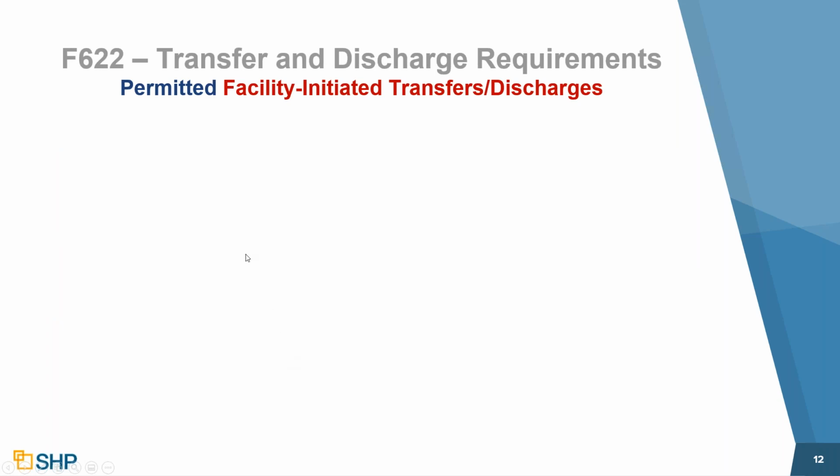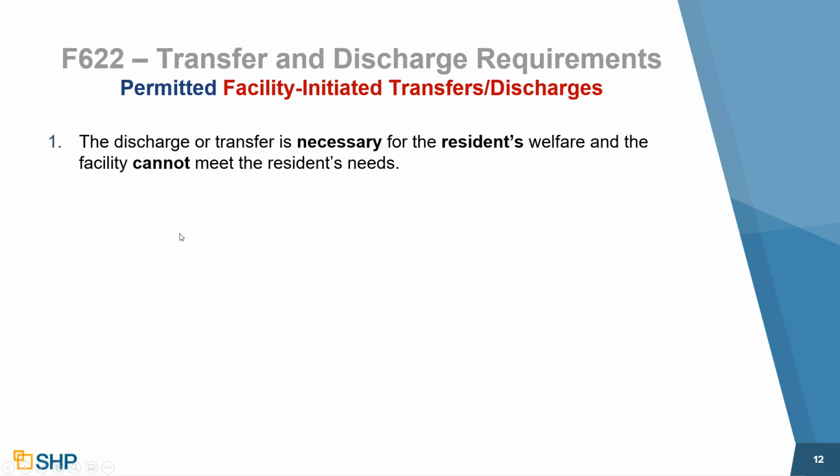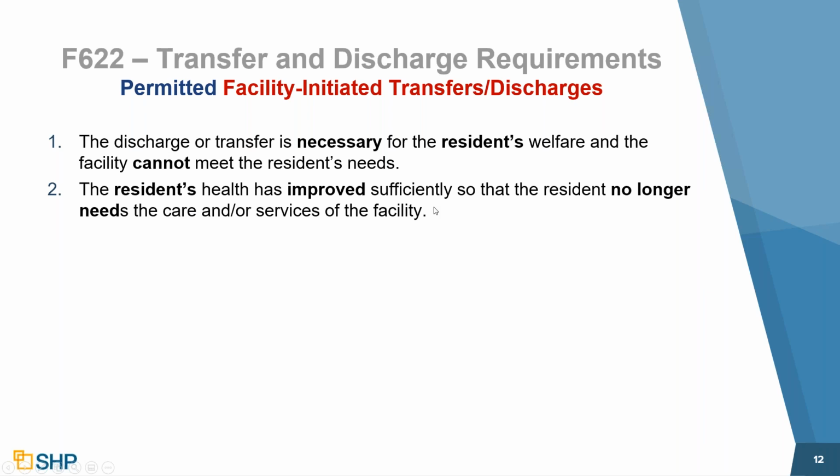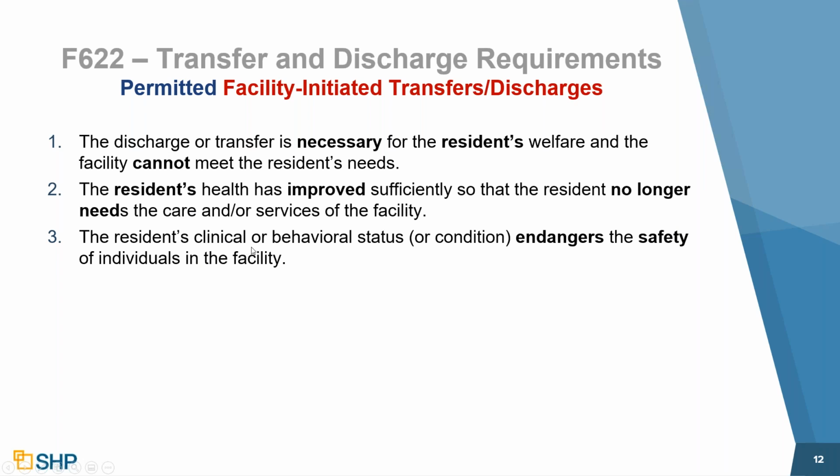So let's look at what's permitted, facility-initiated transfers and discharges. And there are 6 of them. The discharge is necessary for the resident's welfare, and the facility cannot meet the resident's needs. And all of these, if you've gone through the regulations, you're familiar with this information. It just has a different spin on it now that we have the COVID and we have some waivers that affect some of this. The resident's health has improved sufficiently so that the resident no longer needs the care. The resident's clinical or behavioral status endangers the safety of individuals in the facility.